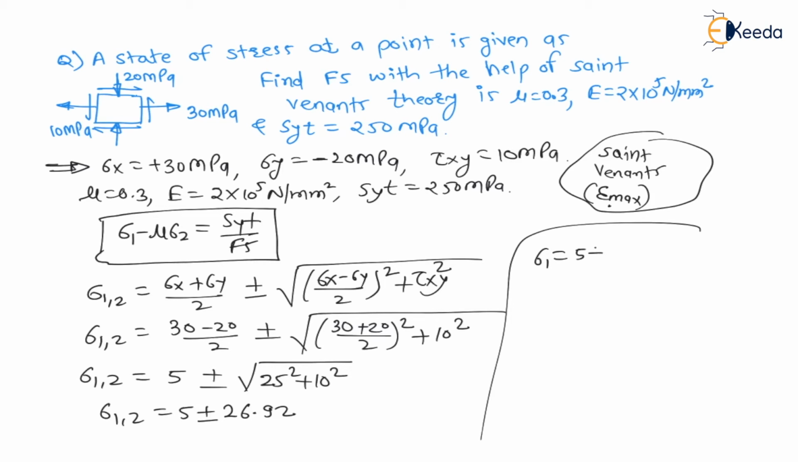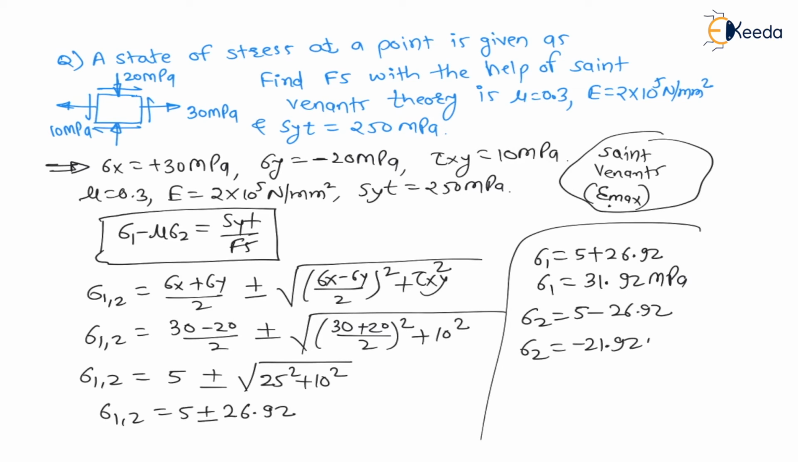Sigma 1 is equal to 5 plus 26.92, right? Therefore, what will be the answer if you add 5 in this? If you add 5, sigma 1 will become 31.92 MPa, and sigma 2 will become 5 minus 26.92. Now here, if you do 5 minus 26.92, what will be the answer? The answer for sigma 2 will be minus 21.92 MPa. This will be the answer for sigma 2.